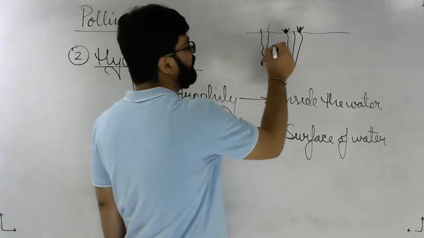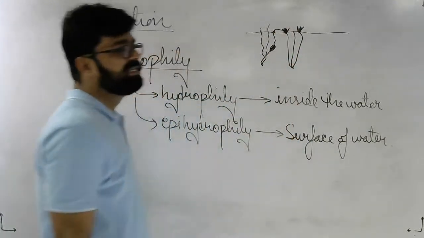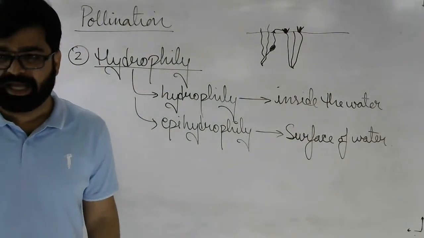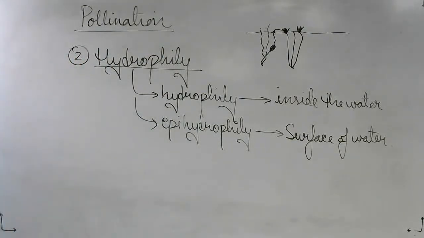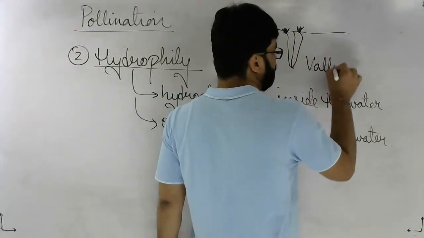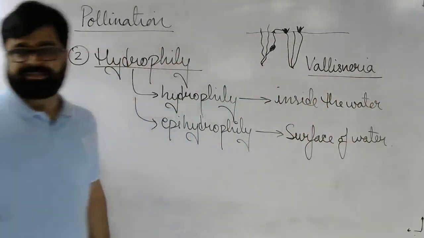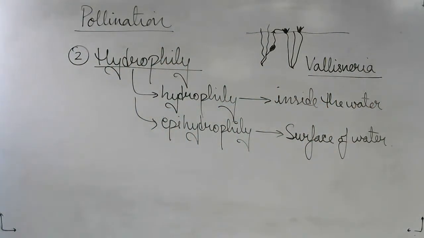This will produce pollen which will float and then finally reach the stigma. Okay. Yes. So this is the example of epihydrophily. Example: Vallisneria. Okay. Let me write the name also. Vallisneria. Right. Okay. Yes. Now many times, what I was going to tell you.